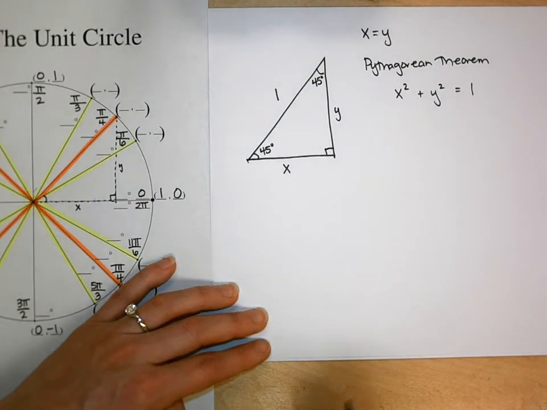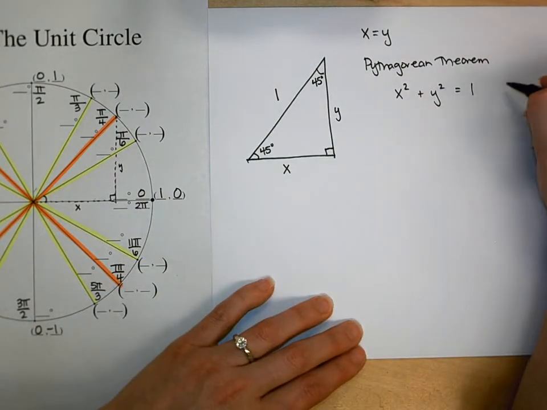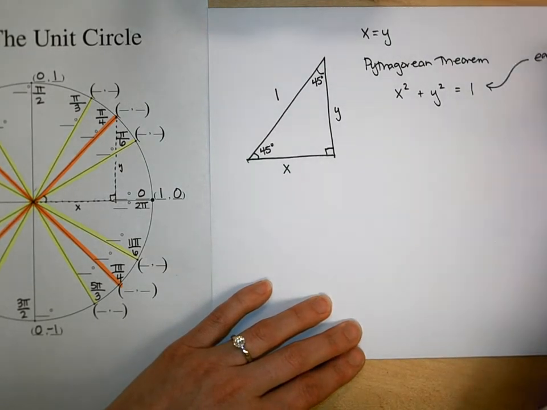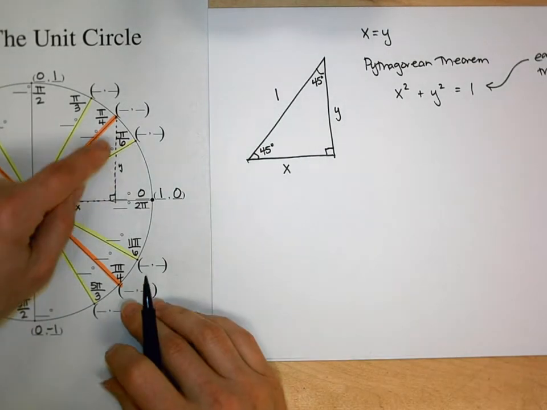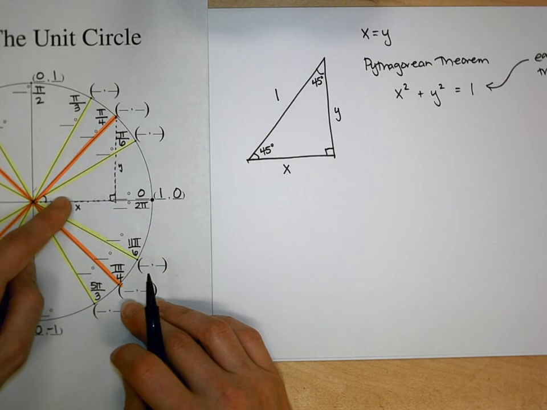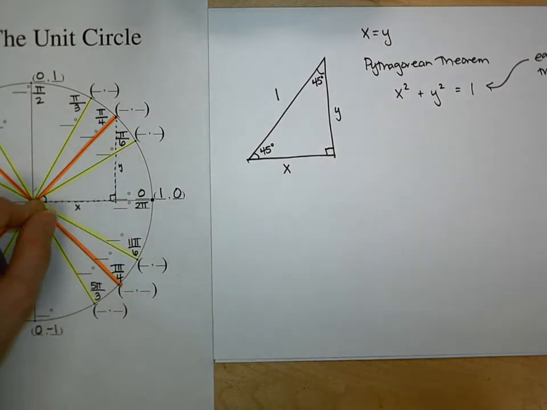That's 1. Now, one quick thing I'd like to also point out is that this is the equation of the unit circle, because no matter where you go, if you take the x-coordinate and the y-coordinate, square them and add them, you should always get 1, because the hypotenuse or the radius is 1.